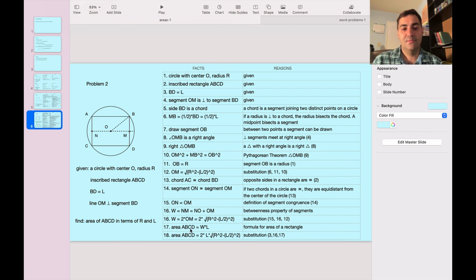So the area of ABCD is going to be equal to width times length by the formula for the area of a rectangle. So area of ABCD equals 2 times the length times the width. So 2 times L times the square root of R squared minus (L divided by 2) squared.